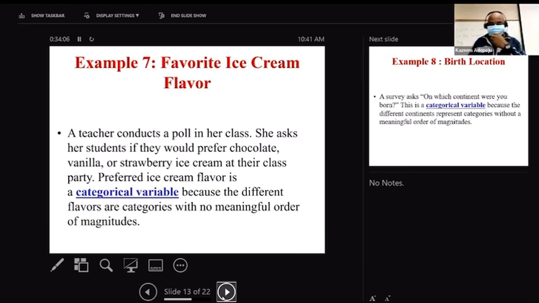Now, favorite ice cream flavor. A teacher conducts a poll in a class. She asks a student if they would prefer chocolate, vanilla, or strawberry ice cream at their class party. They prefer an ice cream flavor. Because we're talking about different types of ice cream flavor, that makes it categorical, but categorical with no meaningful order. You know why there's no meaningful order? Can you look at, in magnitude, the difference between strawberry ice cream and vanilla? No.